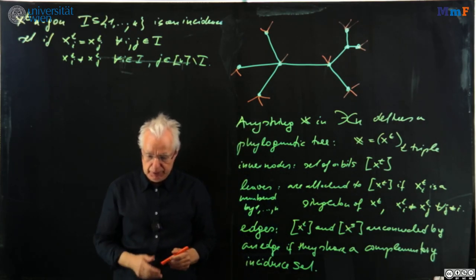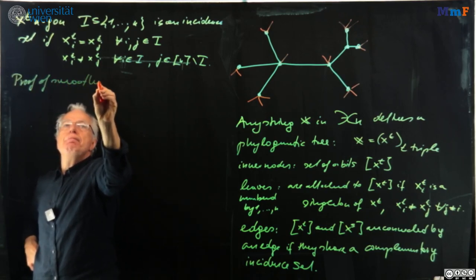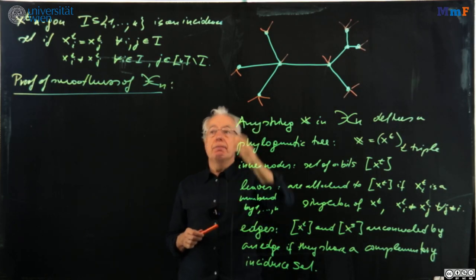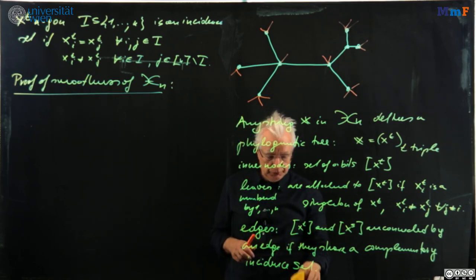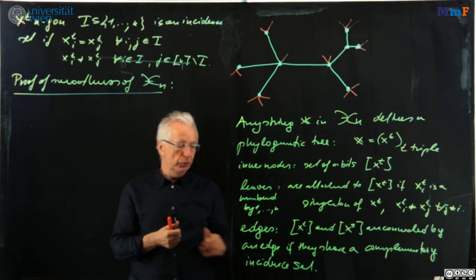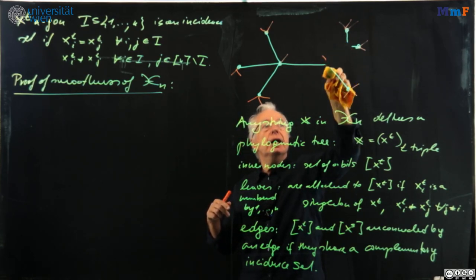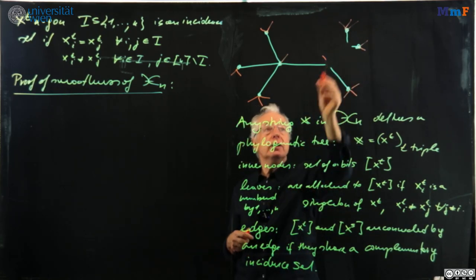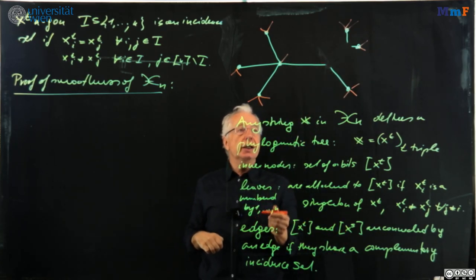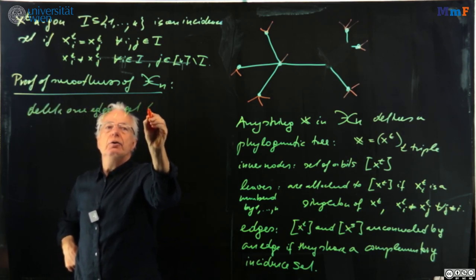So I think I have to finish, so I will just give you the proof of smoothness of X_n, just to give you an idea how this type of combinatorial objects are used to give the proofs. So the phylogenetic trees are like a dictionary or a manual which tell you how to proceed with the proofs. So for instance, for the proof of smoothness, you delete one edge and the two nodes connected to it. And in this way, you will get four connected components. So delete one edge, get four connected components.